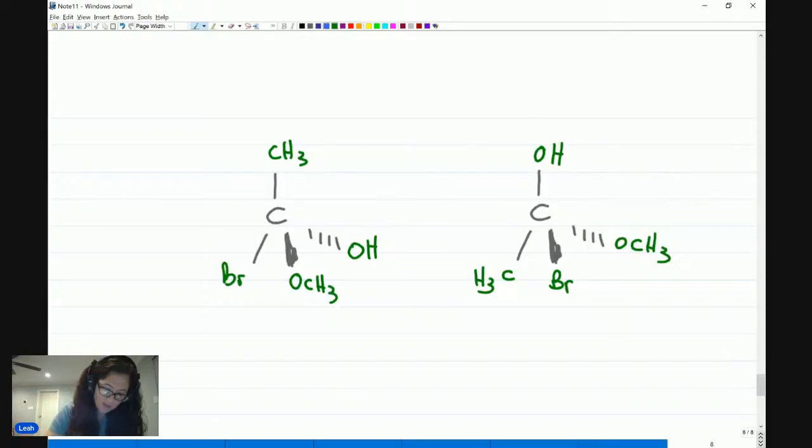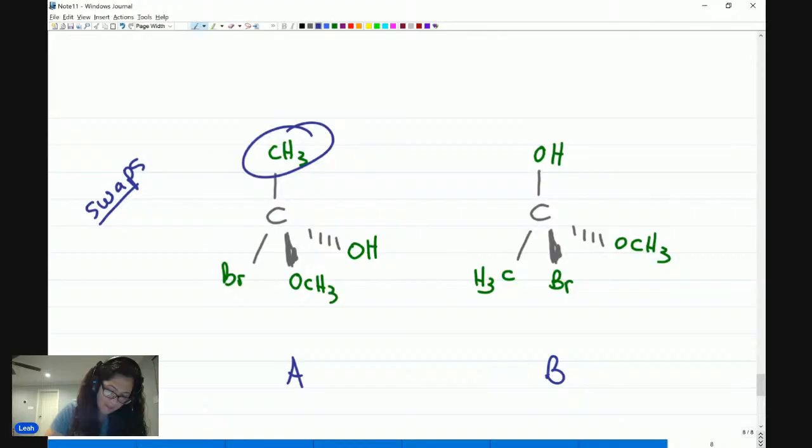Here is the method that I prefer. We'll call this molecule A. We'll call this molecule B. We're going to keep track of swaps. How many swaps is it going to take to make molecule B look like molecule A? Molecule A has a methyl group at the top. So let's do our first swap to put a methyl group at the top.